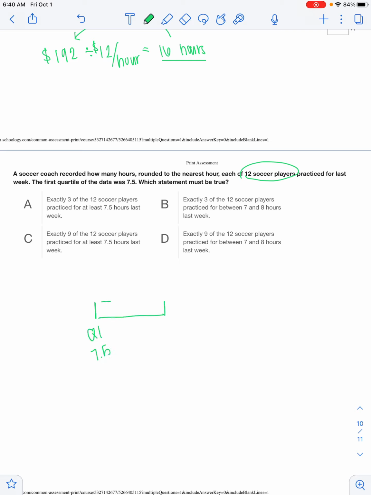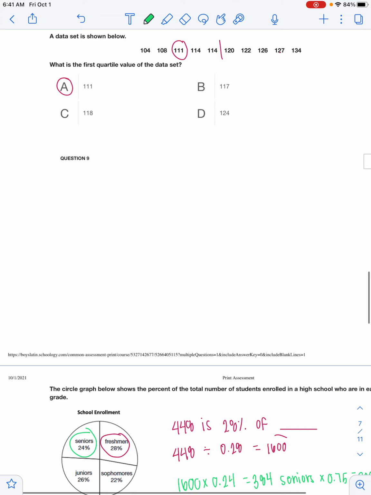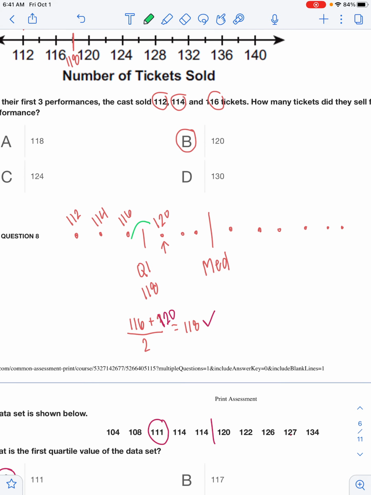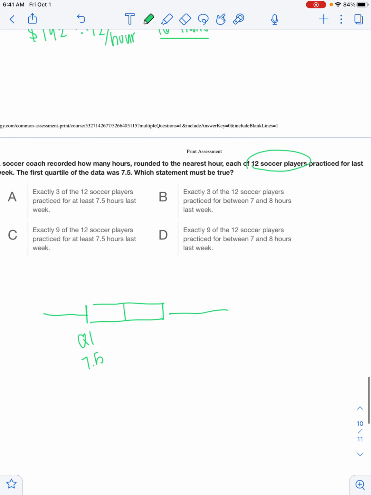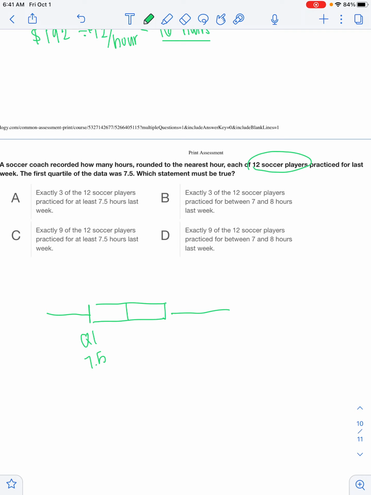It always helps me to kind of draw out the box plot just so I can imagine what's happening. So remember that Q1, just like I drew out before, the last time we had 12 data points, Q1 will be between the third and fourth data point, right? Because it's the median of the lower half. So it's not true that exactly 3 out of 12 players practiced for at least 7.5 hours last week, because some of them could have practiced less. It's also not true that they necessarily practiced between 7 and 8 hours last week, because we don't know for how long they practiced.